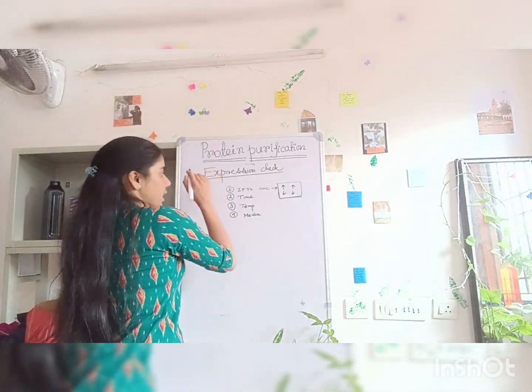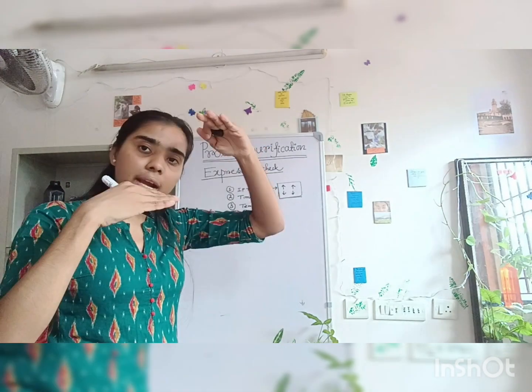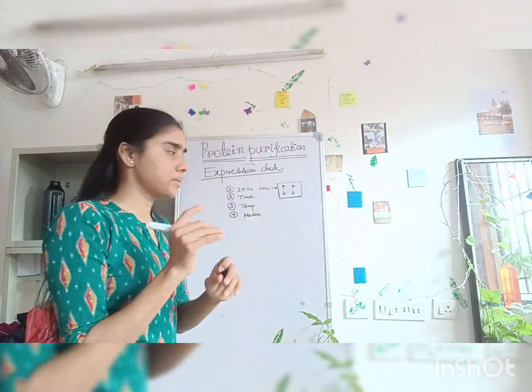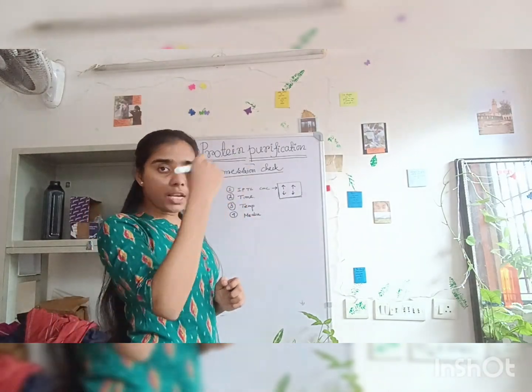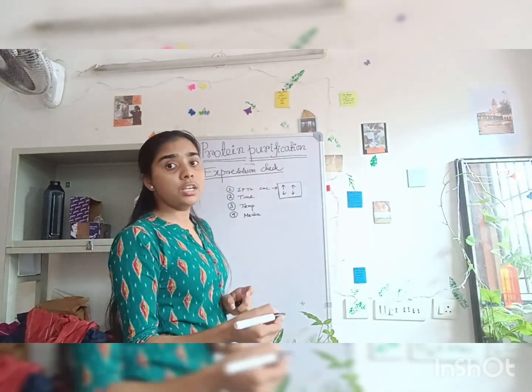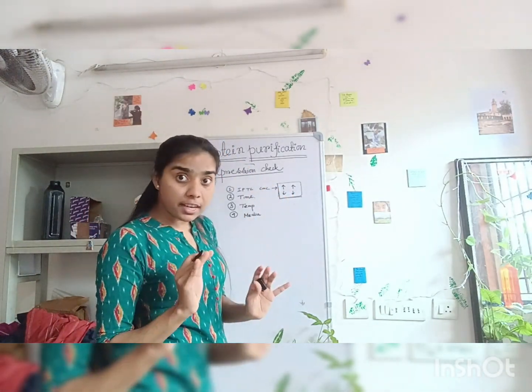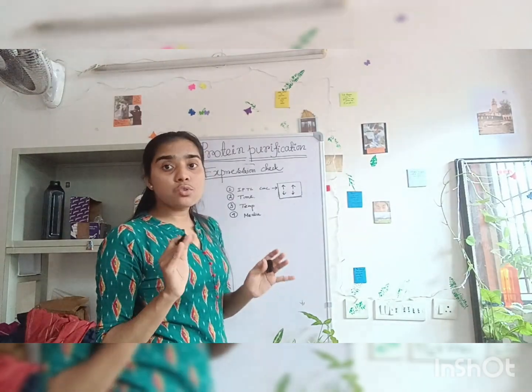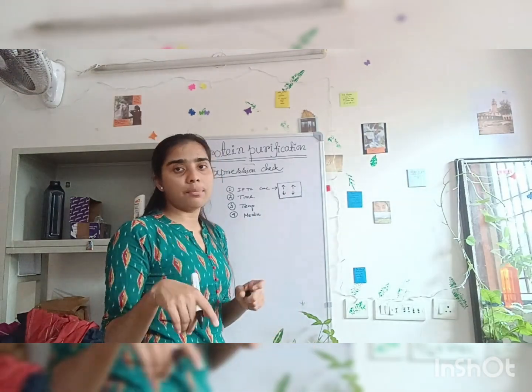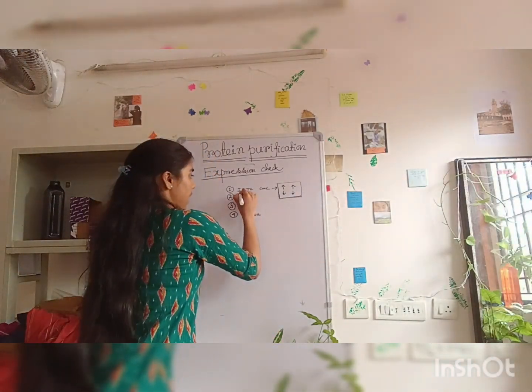So that thing we have to check, we have to optimize. So this is the expression check and expression optimization. These two steps are the same kind of steps, like they are parallel steps. So you need to check at which IPTG concentration your cells are not stressed enough and they are giving rise to a good amount of your protein yield. That you have to optimize. That is one thing, that is IPTG concentration.